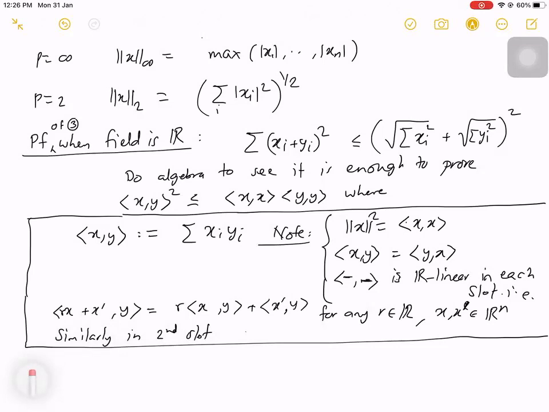Is this true if I do the same thing over complex numbers? Excuse me, sir. So what do you mean by the slot? Oh, slot simply means that this is some kind of product, no? So this is the first slot. Okay, sir. And this is the second slot, right? It's a function of two variables, right? So whatever is the first argument is the first slot.